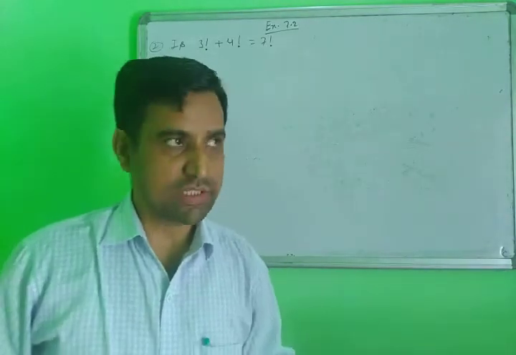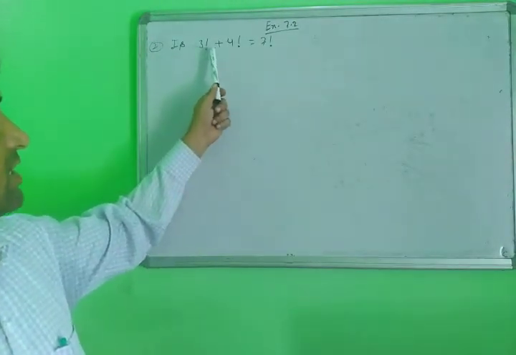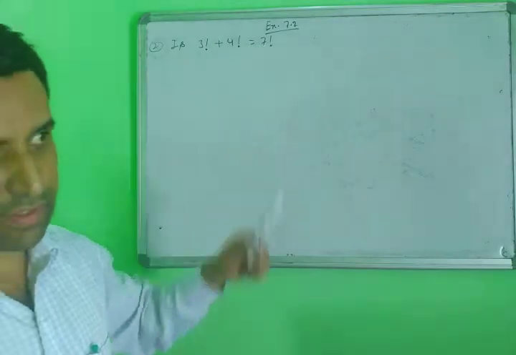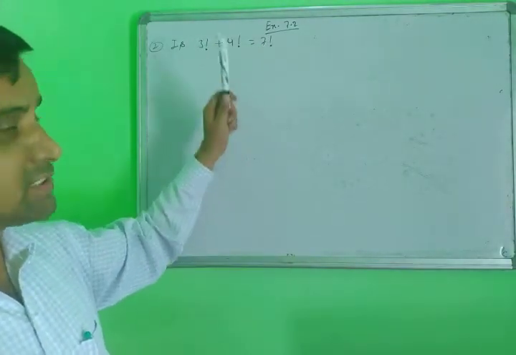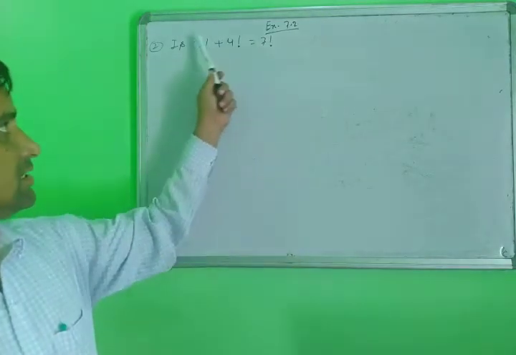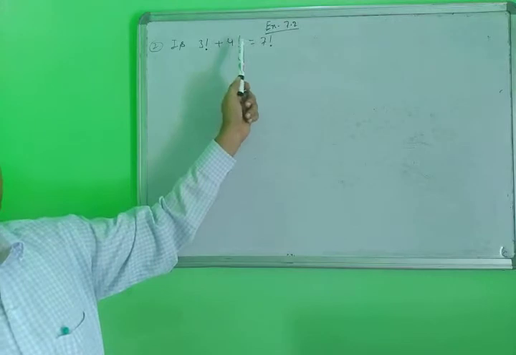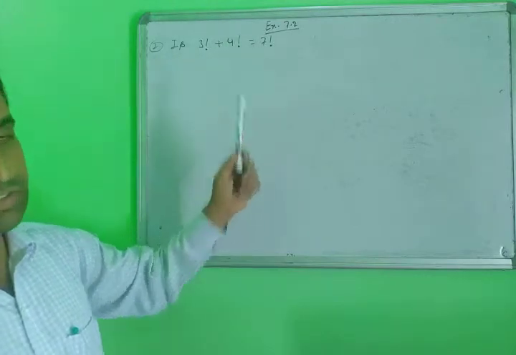Yes, then next question. I am taking question number two in the same exercise. Is factorial 3 plus factorial 4 equal to factorial 7? You are directly adding. You check whether this condition is correct or not, meaning whether it is true or not. If the LHS value equals the RHS value, then you can say it is correct, otherwise wrong.